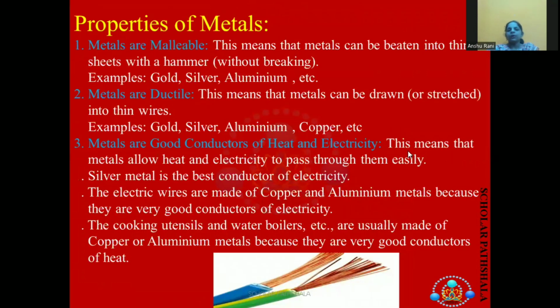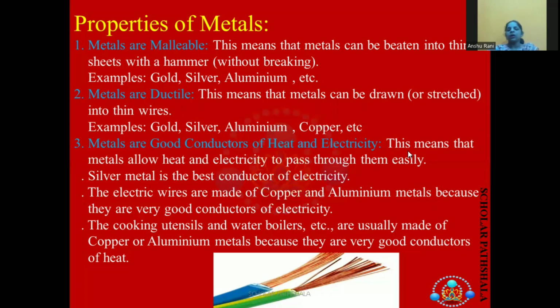So what are the general properties of metals? Metals are malleable, means with the help of a hammer you can beat them into thin sheets. They will not break up. Like gold, silver, aluminium can be beaten into sheets. Metals are ductile, means they can be stretched to form thin wires. That is the basic principle because of which metals can be used to make jewelry, as they are malleable and ductile in nature.